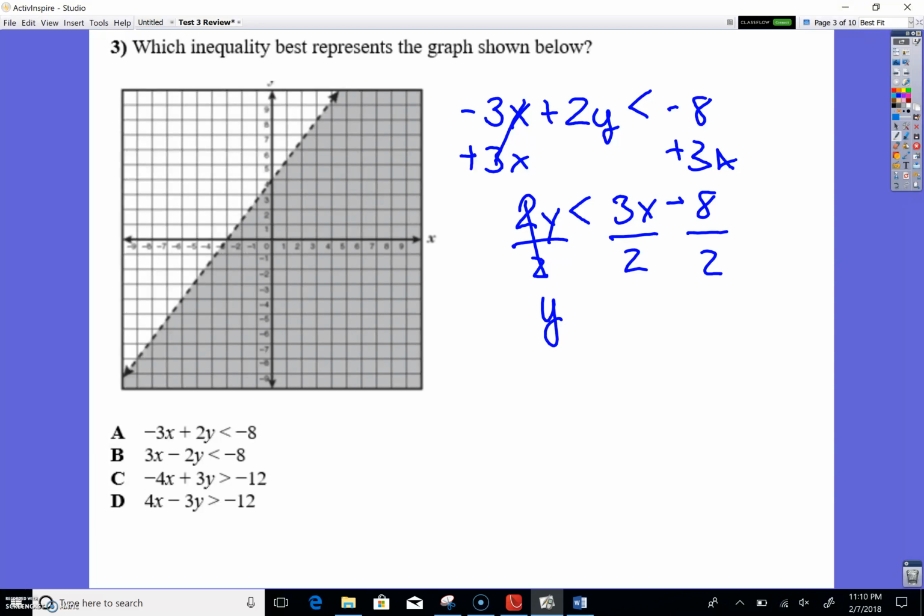Y is, see, I don't change the sign here because this is positive. 3 over 2x minus 4. I already can tell that this is wrong because my y-intercept should be 4.